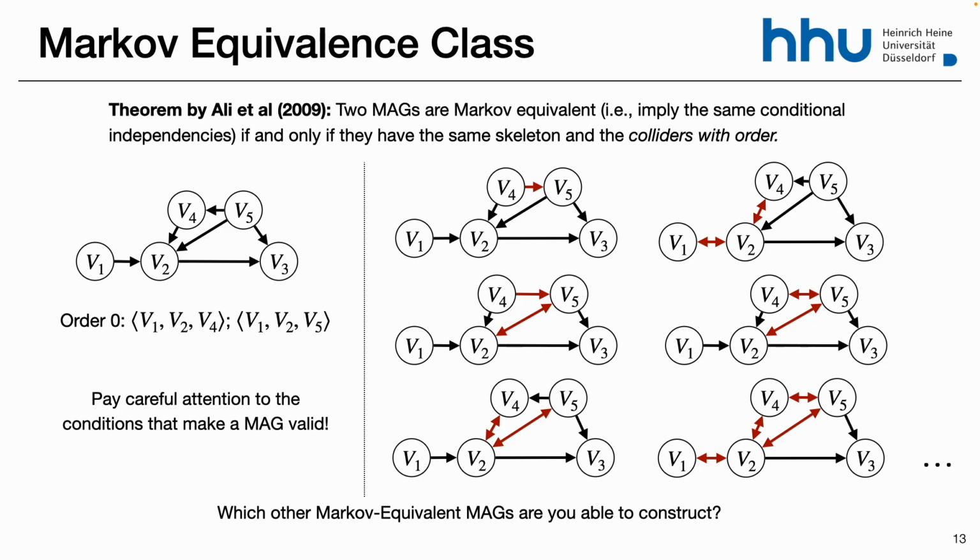Anyways, you need to find what would be the colliders with order in each of them to see if they are in the same sets. Just as an example, if we had a bidirected edge between V2 and V5 and a bidirected edge between V5 and V3, would that also be a MAG? No, because then you would have bidirected here and bidirected here together, so you would have the collider. This would be the problem. But we are not forming a cycle.